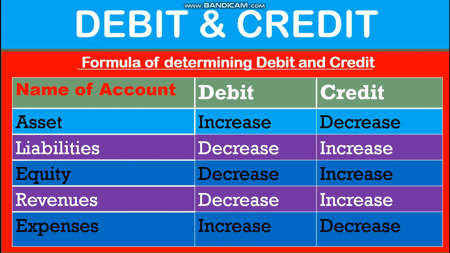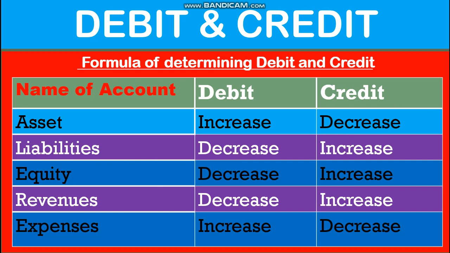Asset, if it is increased, then it will be debit. Dear student, at first you have to know what is asset. Asset means the things that belong to us and will give us service for a long time. That is our asset, like furniture, building, machineries. If asset increases in the business, then that account will be debit. On the other hand, if asset decreases for selling or for any other reason, then asset account will be credit.